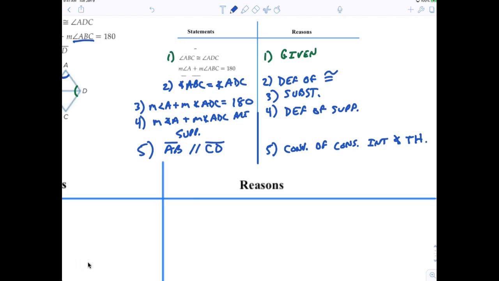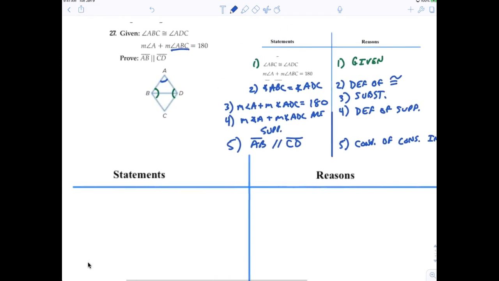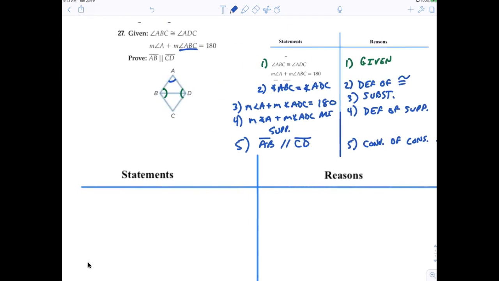Yes. How is it measure of angle A and angle ABC separated? Because we did a substitution, didn't we? Oh, right. Okay. Right. No, don't be sorry. Come on. Good. Yes, sir.